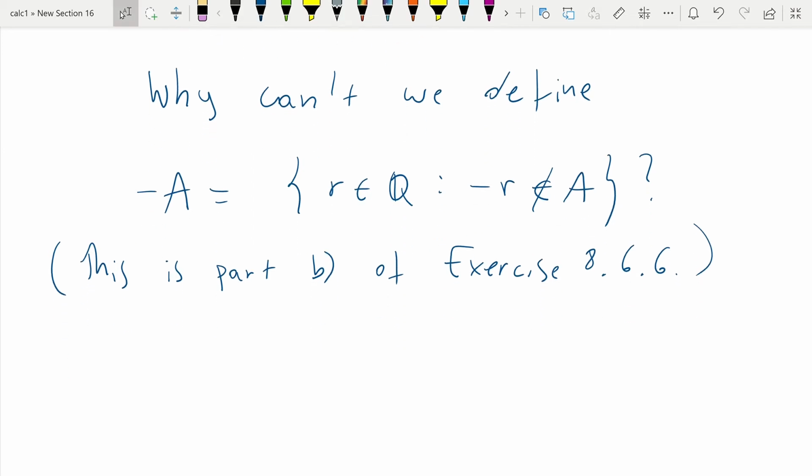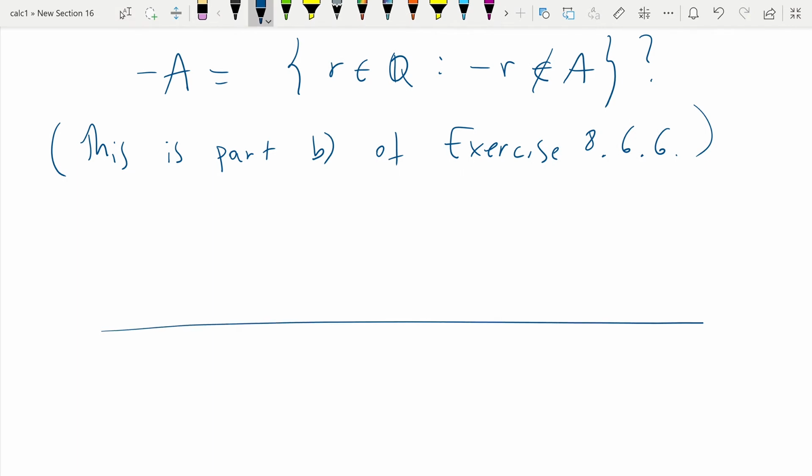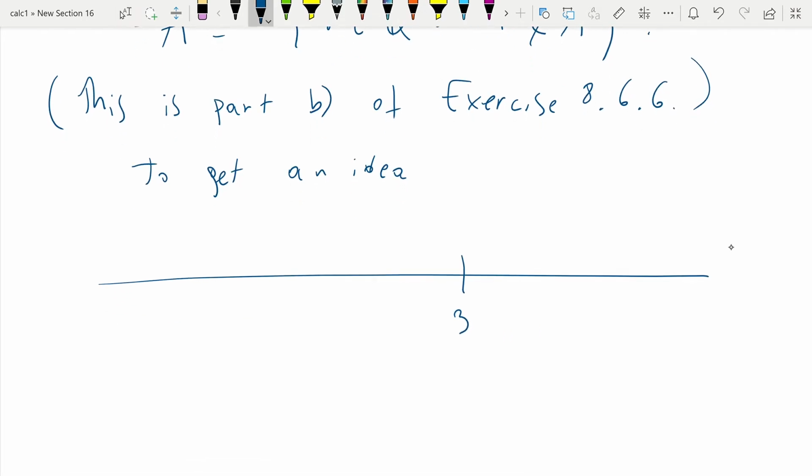And to give you an idea, let's consider the real line. So consider the cut, say 3, I mean the cut associated to 3, so C3: all the rational numbers that are smaller than 3.